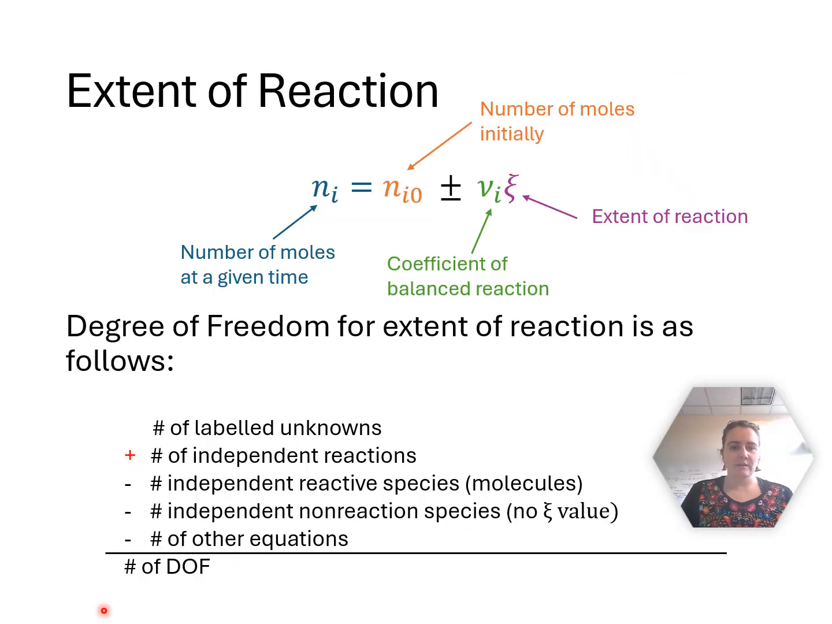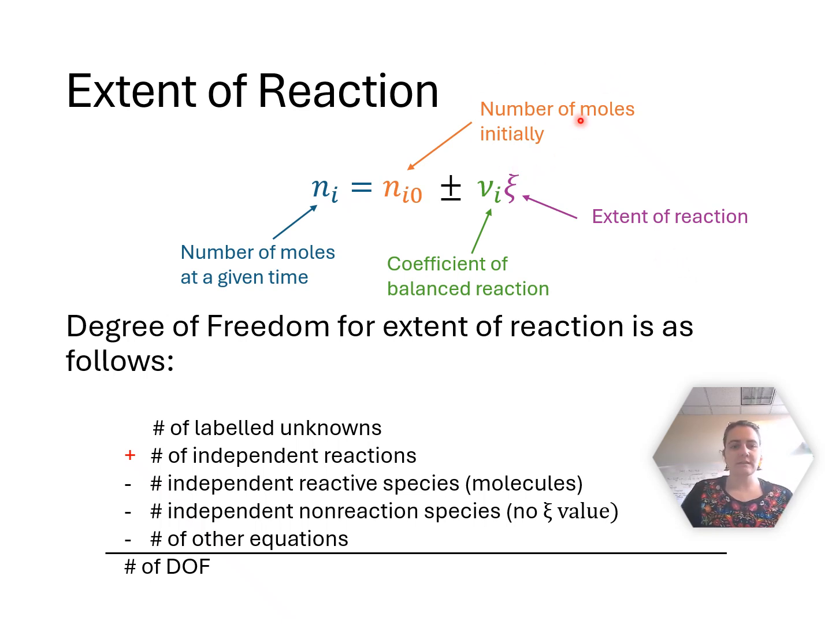Our new equation says that N sub i, which is the number of moles of species i, at a given time, is equal to the number of moles of that same species initially plus or minus nu sub i, which is the coefficient of the balanced reaction of that species, times what's called an extent of reaction. Okay, so let's go through some of these terms really quickly.